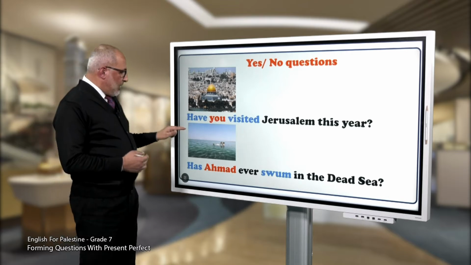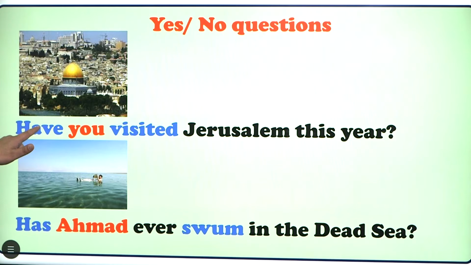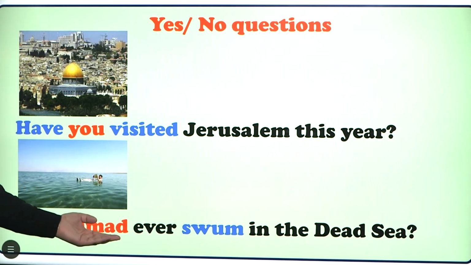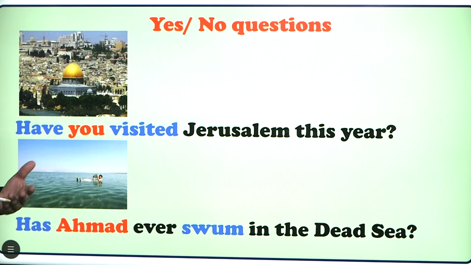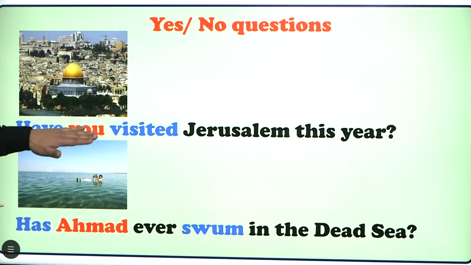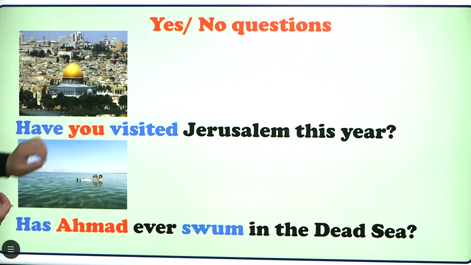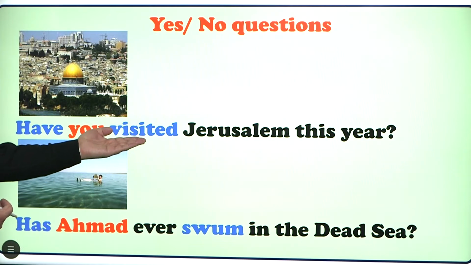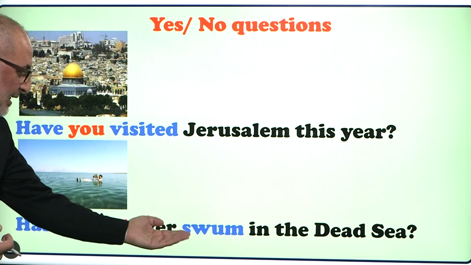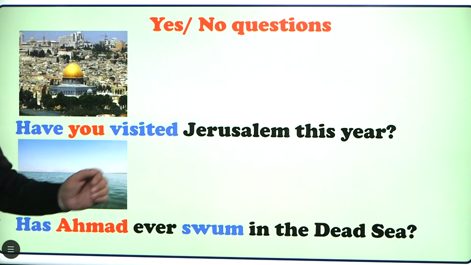If you notice here, we start with the auxiliary have or has. Have with the plural subject or with you, we, and they, and has with a singular subject or with he, she, or it. So we start with have or has, then the subject, which here is you, and here is Ahmed, and then the past participle of the verb. Here in this example it is visited, and in this example it is swum, and then complete the sentence.